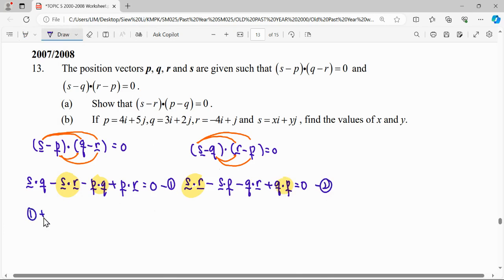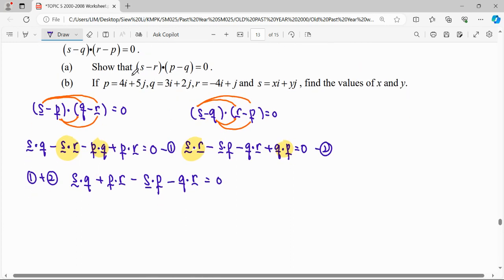We can take equation 1 plus equation 2, where SQ remains, and then negative and positive cancel each other, and PQ and QP are the same, so positive and negative cancel each other. Then here is plus PR minus SP, then minus QR. So as we can see, P minus Q we try to obtain, then S minus R we try to factorize it out.